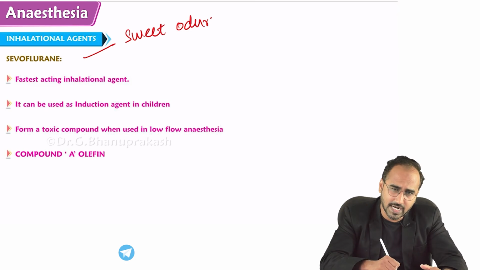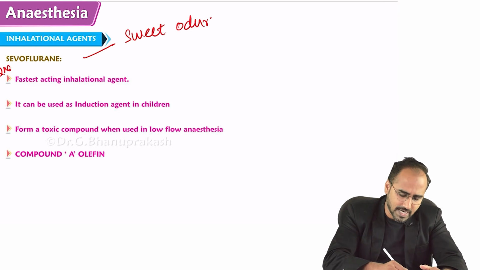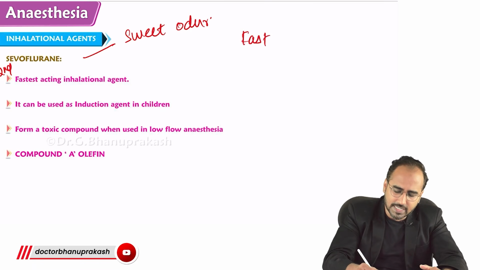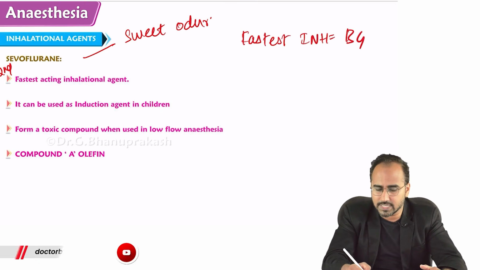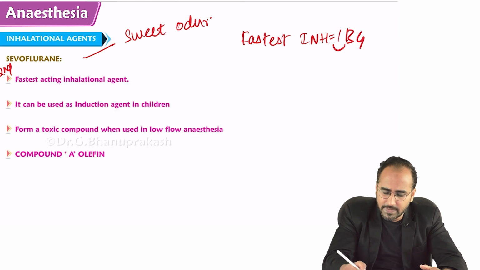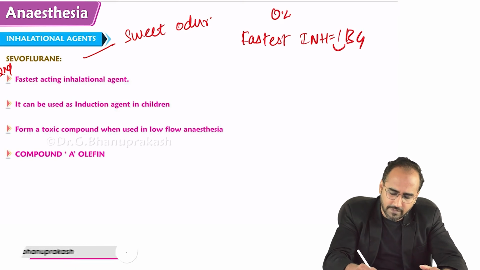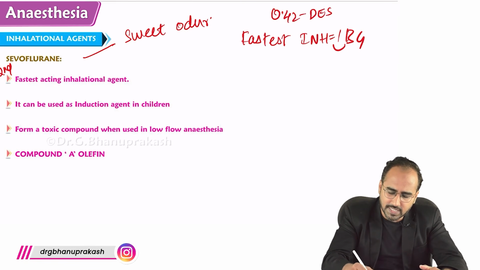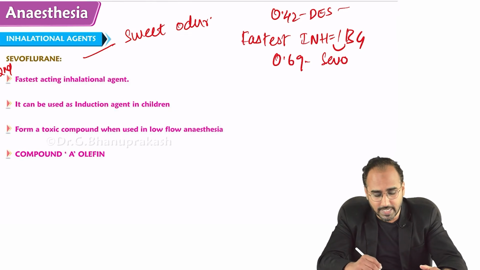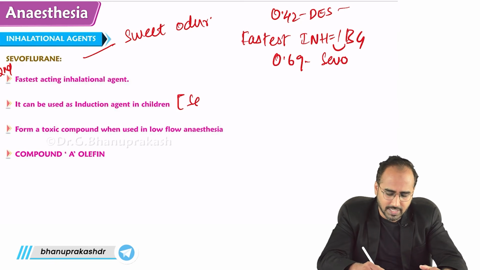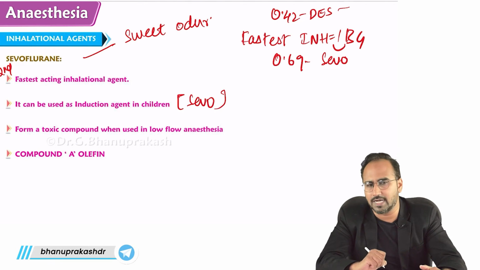Sevoflurane, is it the fastest acting? No. This is the second fastest acting. Who determines who is fast? Blood gas coefficient is the referee to determine who is fast. Any agent that has a low blood gas coefficient will be the fastest. The lowest, 0.42, is seen with desflurane. That is the fastest. Second fastest is 0.69, that is sevoflurane. Sevoflurane is the second fastest acting inhalational agent and it can be used for induction in children. Why? Because children do not allow you to put an IV cannula.